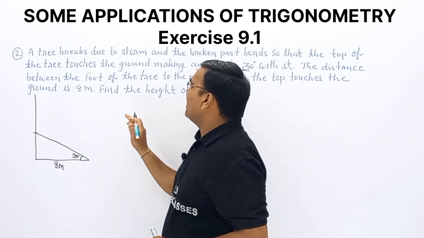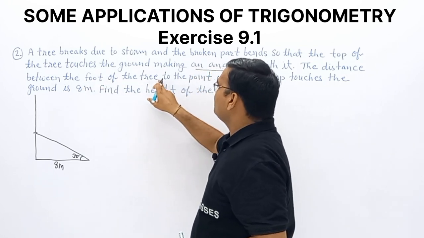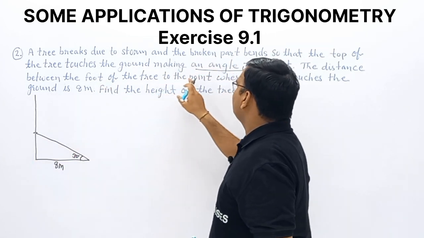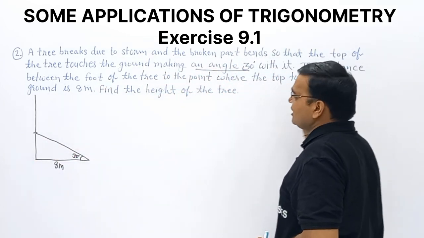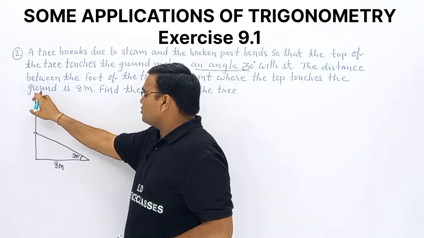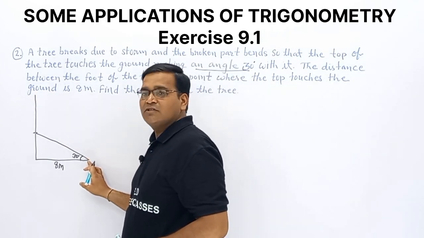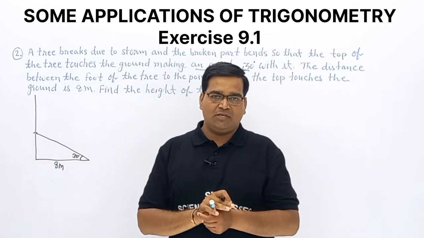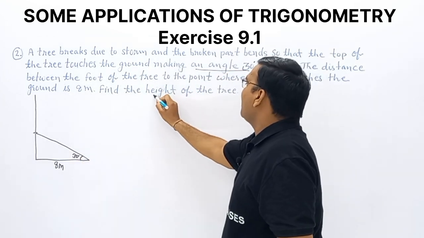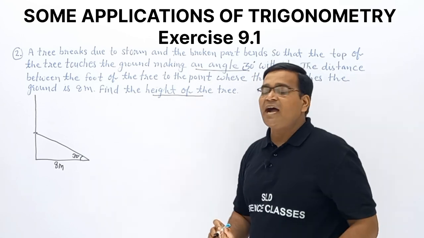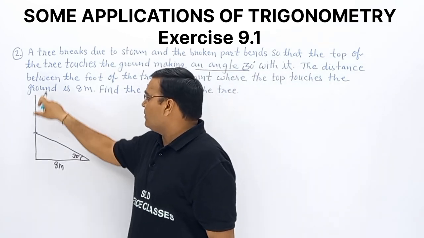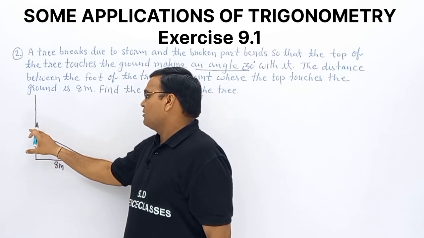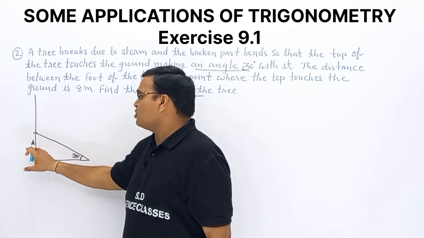And one more thing we have is the distance between the foot of the tree and the point where the top touches. This is the tree and its foot is this one. The top touches the ground after breaking at this point. This distance is 8 meters, given in the question. What we want is to find the height of the tree. We want the complete height: this part and this broken part.